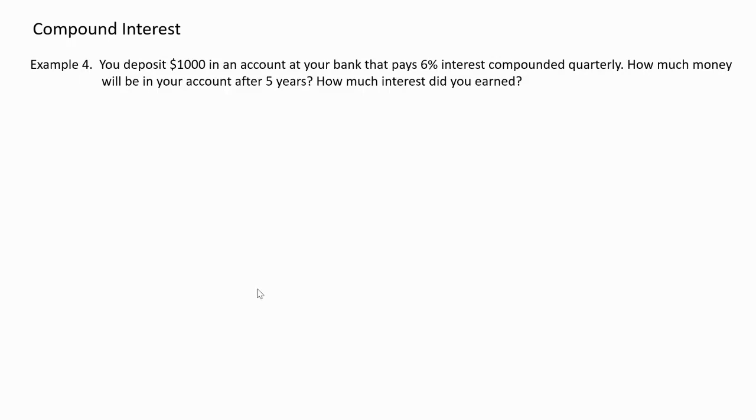How much money will be in your account after 5 years? And how much interest did you earn? So this problem here, we can put it like in a real life situation.